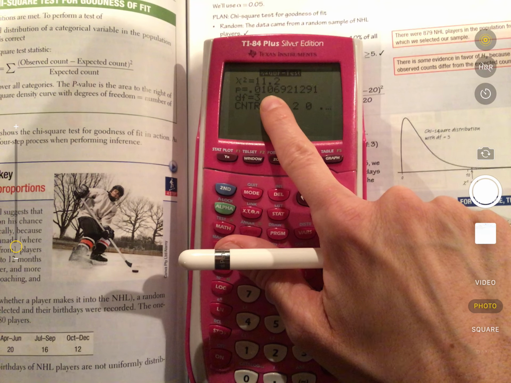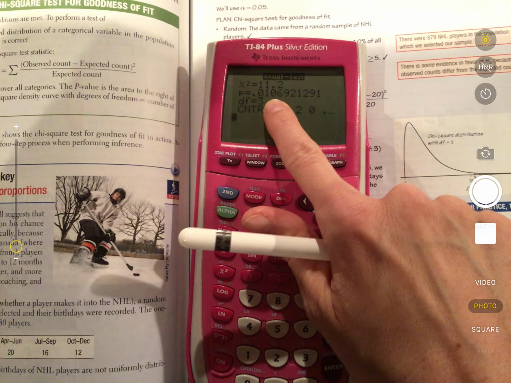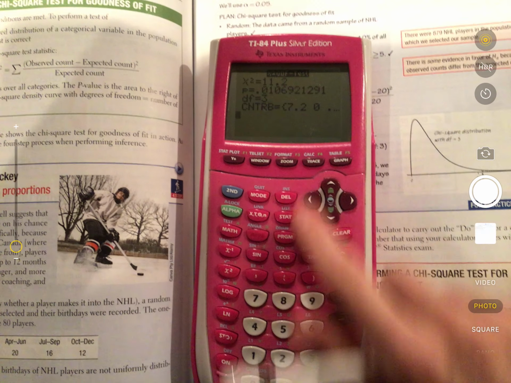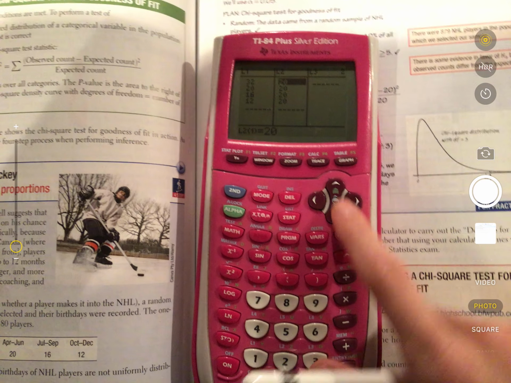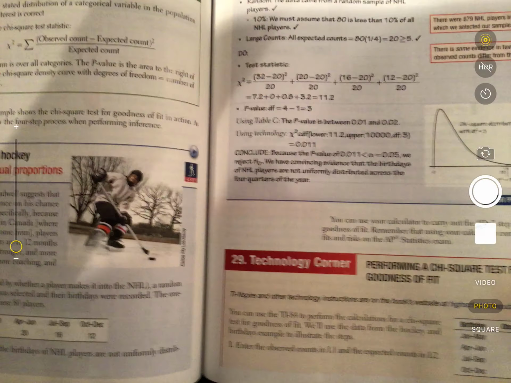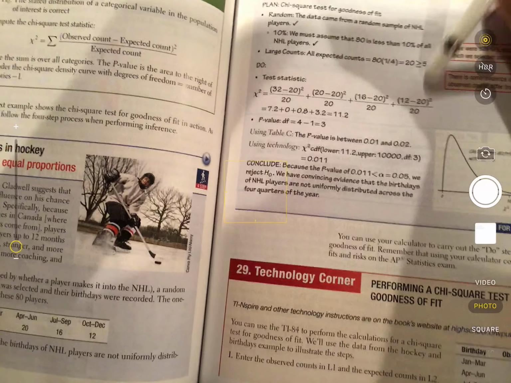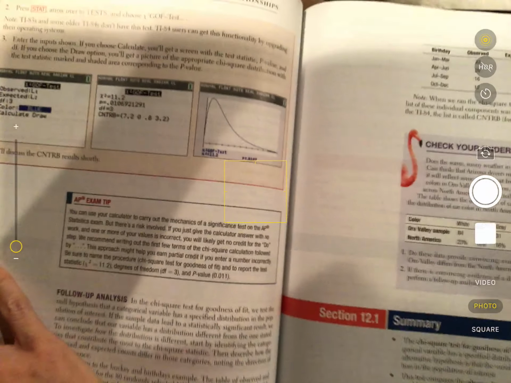But I had 4 categories. We said that meant 3 degrees of freedom. So we see the test statistic that we calculated. We see the p-value that chi-squared CDF also could find you. Don't worry about any of that gibberish. But I do want to point out, if you go... Oh, you can't do that. I thought there was a way to do that.